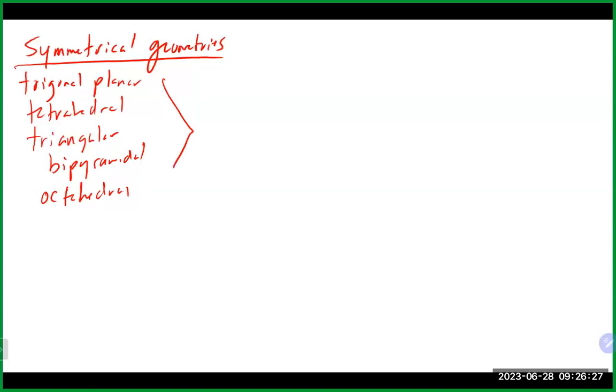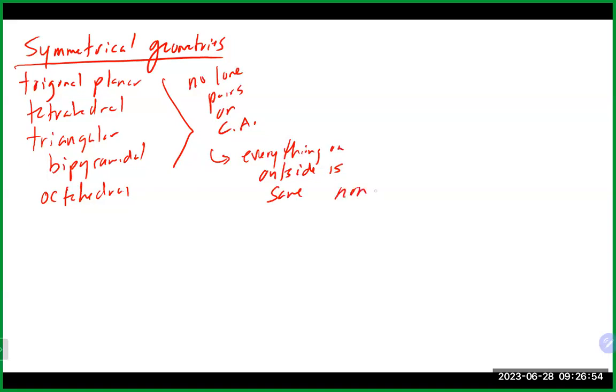What do all these guys have in common? If you draw these guys, and this is the molecular geometry, there are no lone pairs on the central atom. Basically no dots on the central atom. And if you have that situation and everything on the outside is the same, it will most likely be a nonpolar molecule.